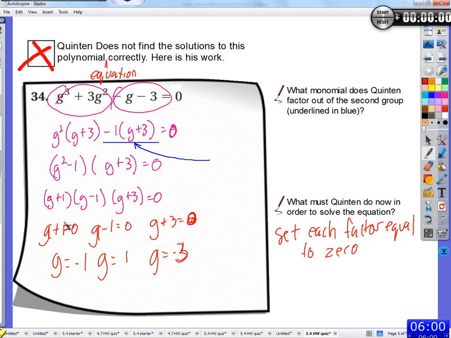It might surprise you, or it might not if you understand what we're doing here, that if you take negative 3 and put it in here, it will make it equal to 0. We figured out that a value of negative 3 here, here, and here will make it 0 by factoring it out, setting each factor equal to 0, and solving for g. It's very clever when you think about it.